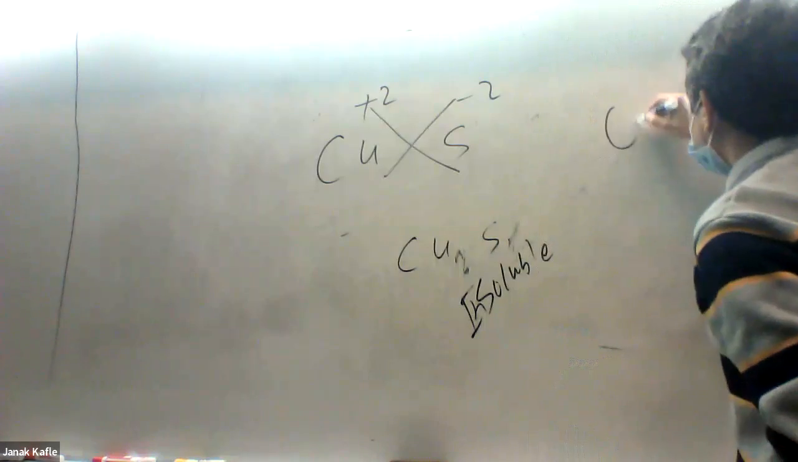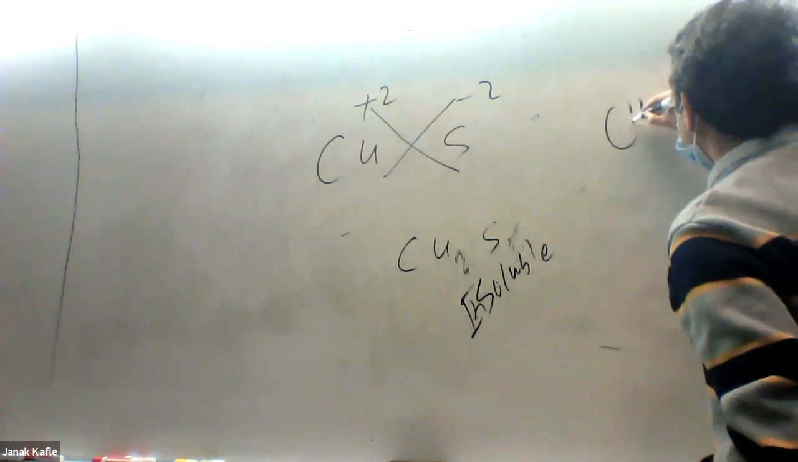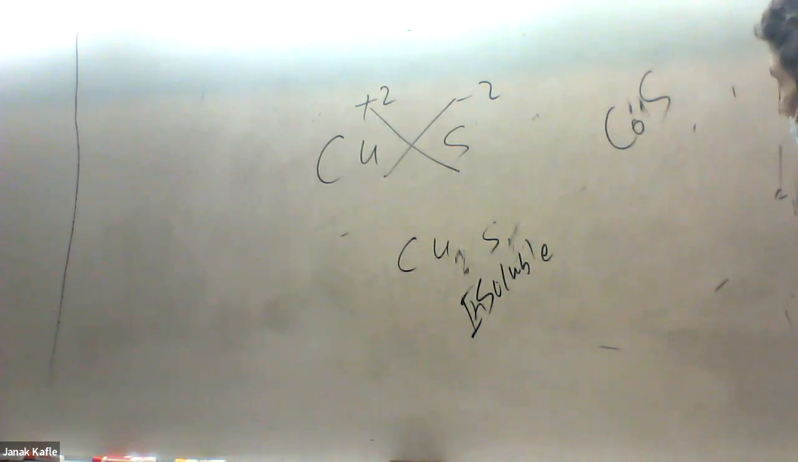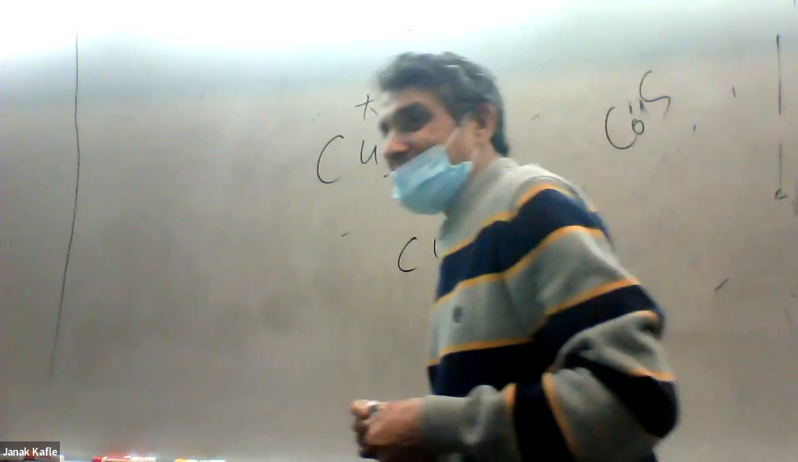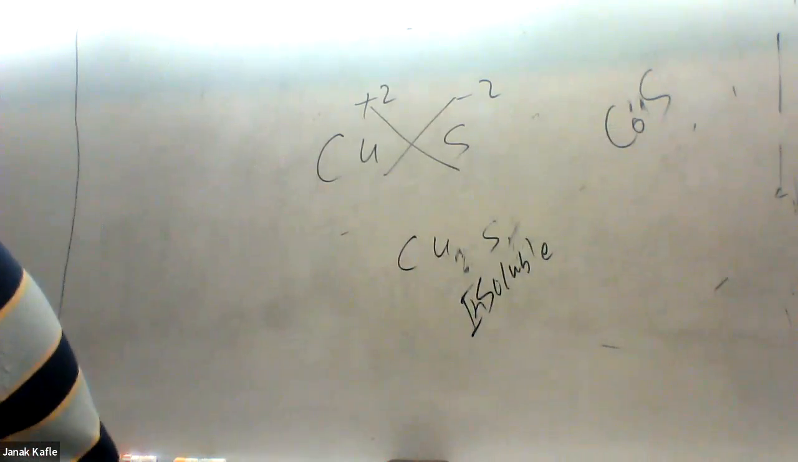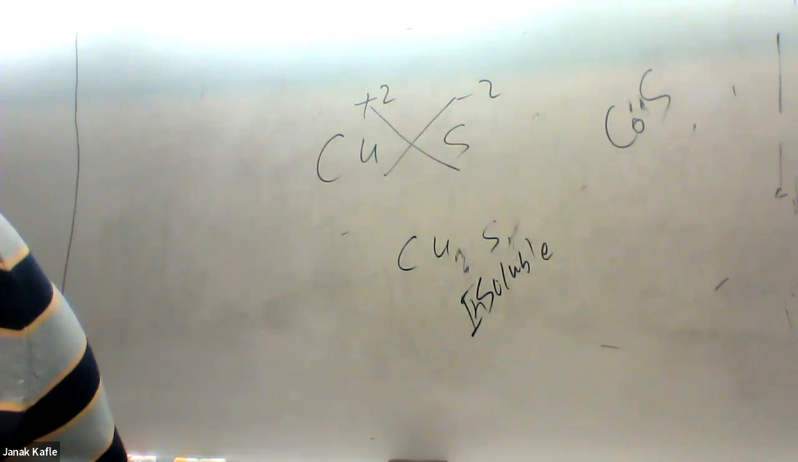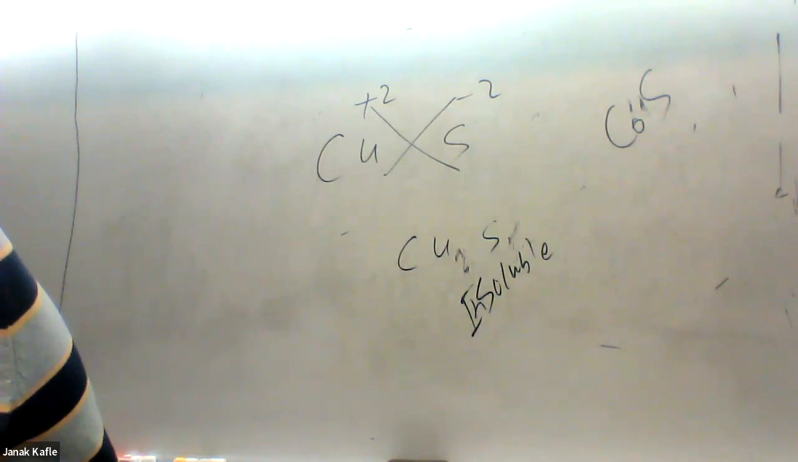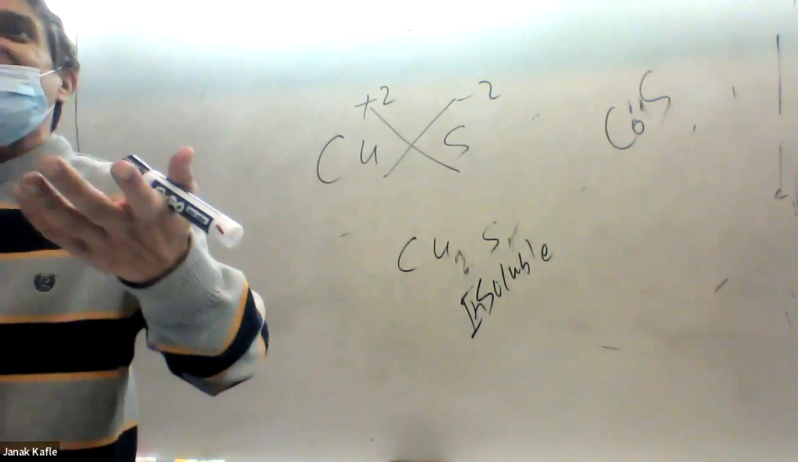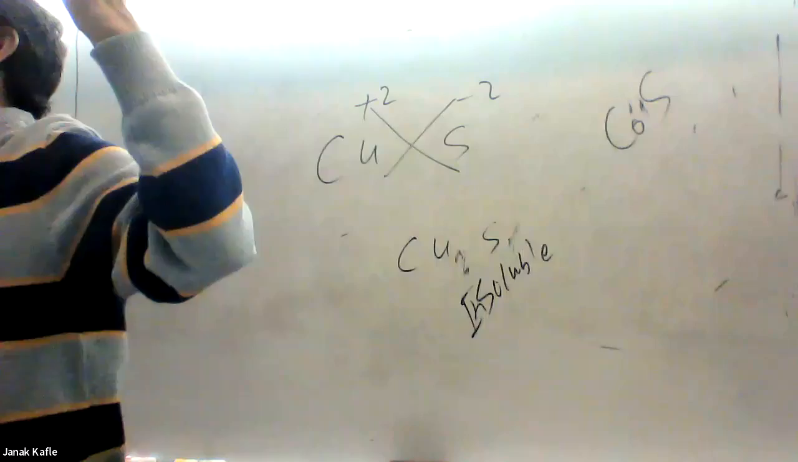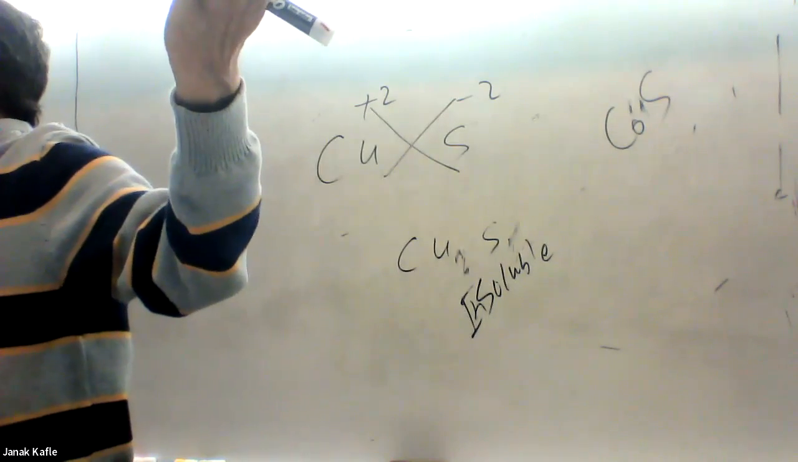Now I'm going to look at CoS, cobalt sulfide. Is this compound soluble or not soluble? Now I'm going to find where that Co is. Co is right here. You see that? Co is very near to Cu. So if CuS behaves one way, CoS also should behave the same way. Everybody got that?